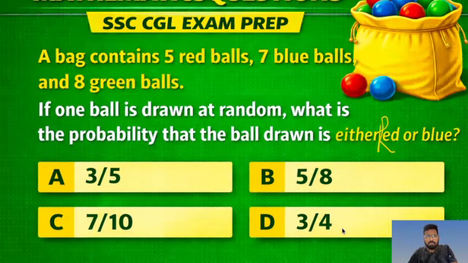Hi, welcome to mathematics question, and the question is: a bag contains 5 red balls, 7 blue balls and 8 green balls. If one of the balls is drawn at random, what is the probability that the ball drawn is either red or blue? Options are 3 by 5, 5 by 8, 7 by 10 and 3 by 4.